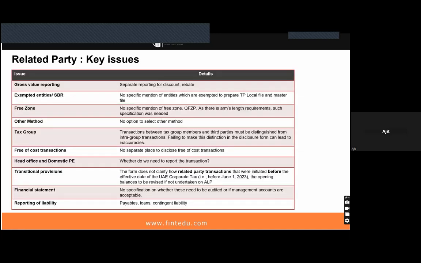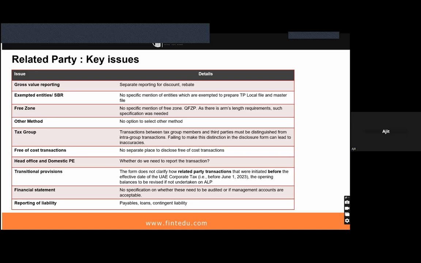Now, what are the key issues? I think most of these I already discussed, but to summarize: gross value reporting, where you need to disclose the gross sales. This is a kind of surprising thing in the disclosure form, but hopefully we'll get more clarity on this from the FTA. Exempted entities: note the specific discussion about the exempted entity. The disclosure form would anyway be there, but TP documentation is not applicable. So from a TP documentation perspective, one can put a comment that I am an entity claiming small business relief, so this is not applicable.